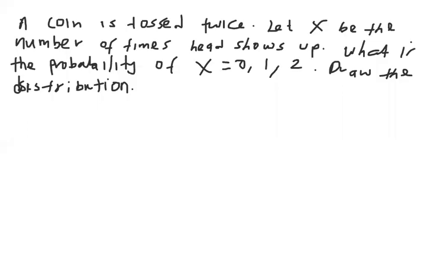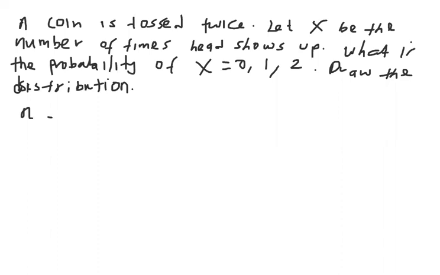Okay, so in our previous discussion, we looked at a situation whereby a die was tossed. So let's look at the situation whereby a coin has been tossed twice. Now, when you toss a coin twice and they ask you, let X be the number of times head shows up, what is the probability of X equals 0, 1, 2? Draw the distribution.